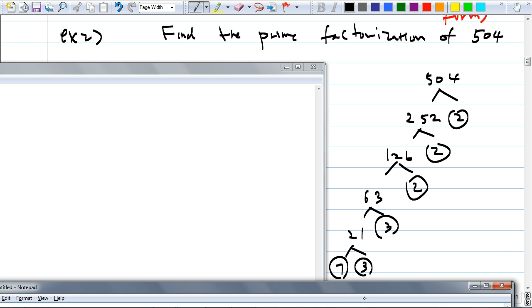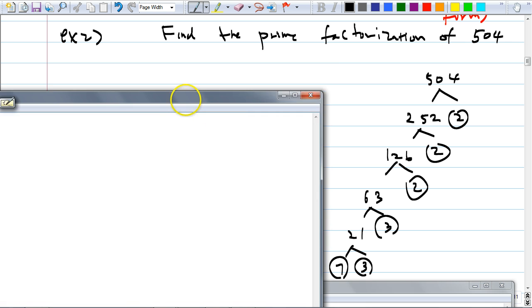Okay. So how many factors do I have of 504 right now? 1, 2, 3, 4, 5, 6. I found 6 of them. So let's list all of them. And do you think it's a good idea to write them in order? In increasing order? So I wrote it this way.